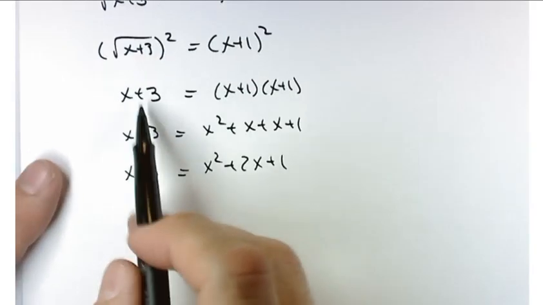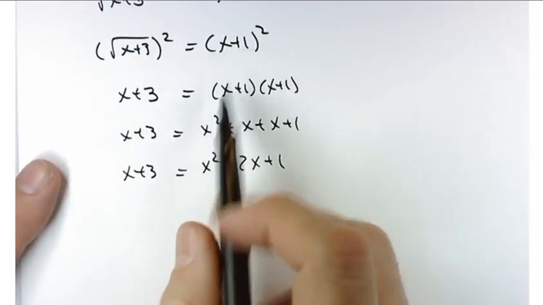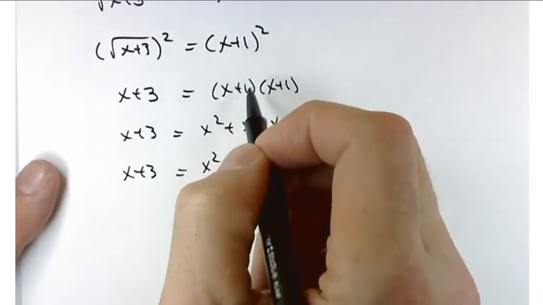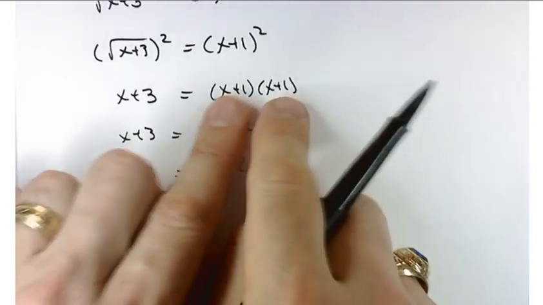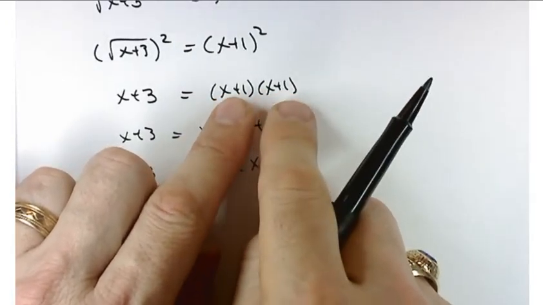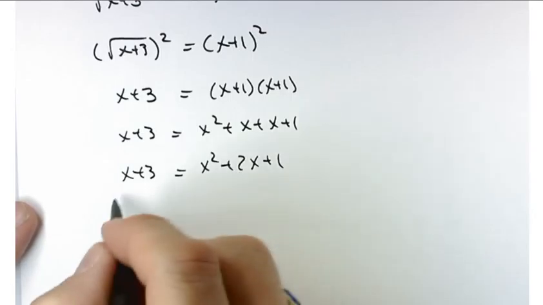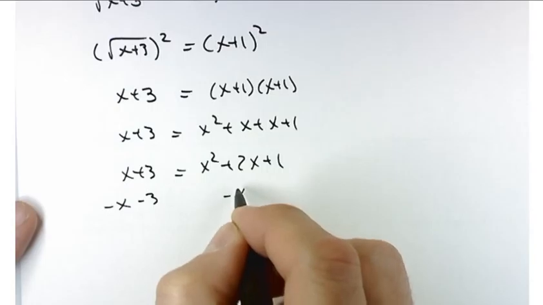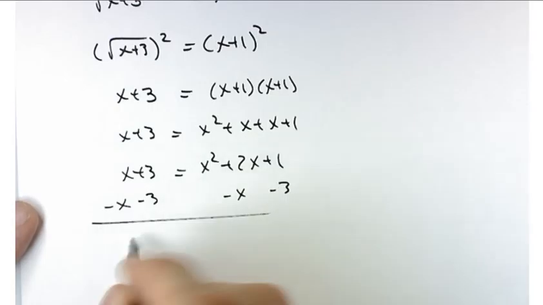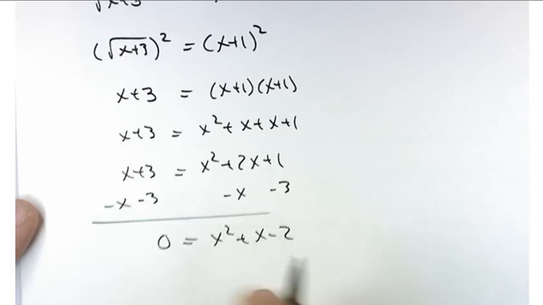So in this case, when we square both sides, you have to be careful about squaring the right-hand side. You have to FOIL out that binomial. x times x is x squared, plus x, again plus 1. Or better yet, x squared plus 2x plus 1. Subtract x and subtract 3 from both sides. I get 0 equals x squared plus x minus 2.